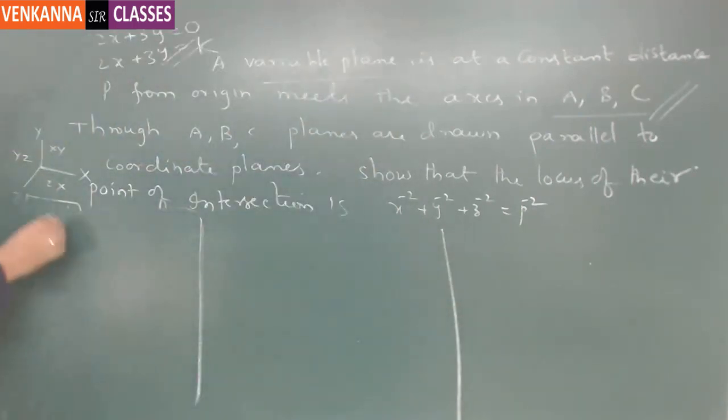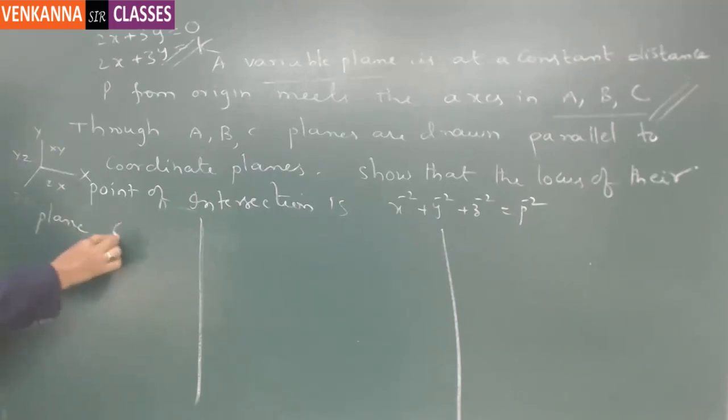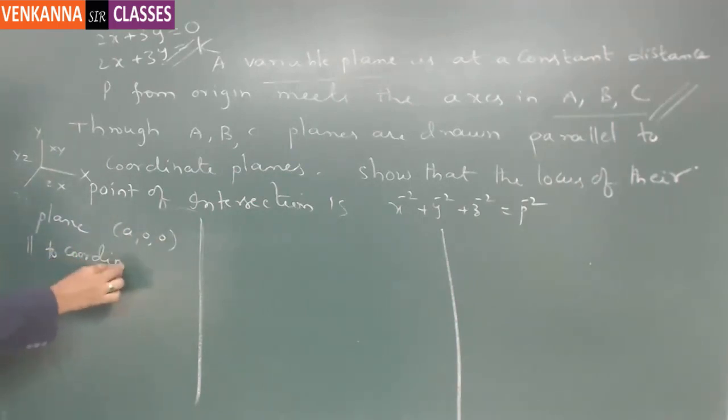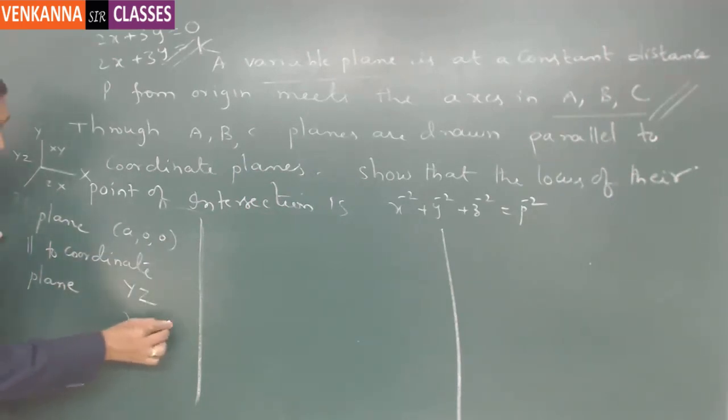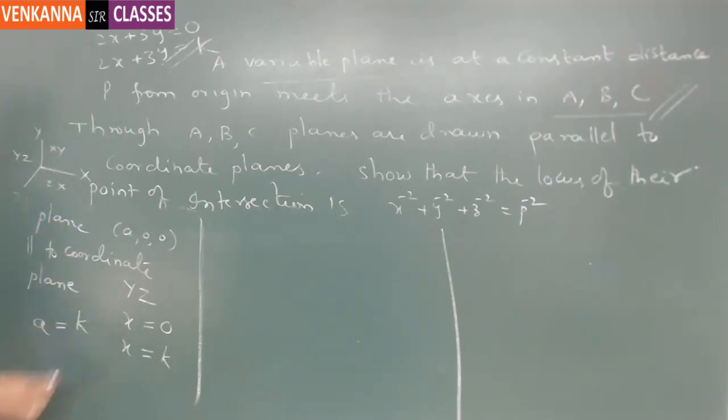So in the first case, I am going to find a plane equation which is containing the point (a, 0, 0) and parallel to the coordinate plane. Here the coordinate plane is nothing but the yz plane. So its equation is nothing but x equal to 0. So what happens? Parallel means x equal to k. Substituting the point, you will get that a is equal to k. So concluding these two, you will get x is equal to a.